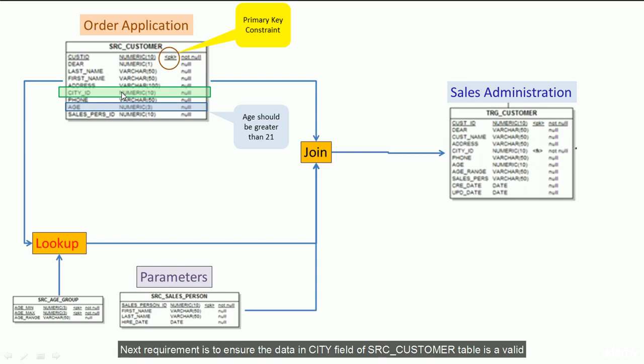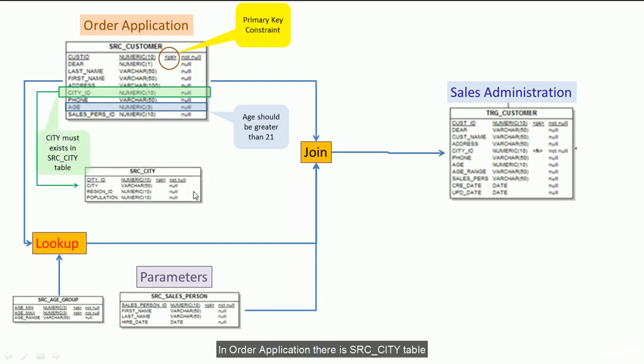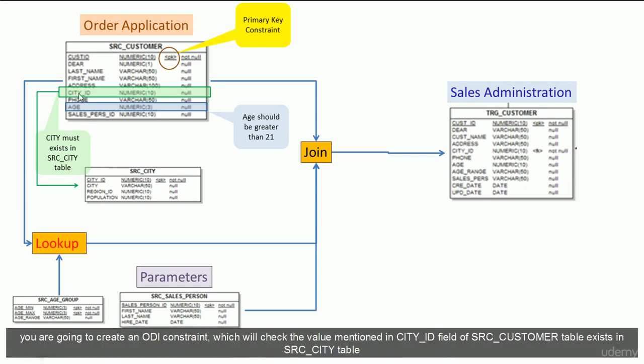Next requirement is to ensure that the data in the CT field of the SRC_customer table is valid. In the order application, there is a table SRC_CT. This table contains a list of all the cities. You are going to create an ODI constraint which will check that the value mentioned in the CTID field in the SRC_customer table exists in SRC_CT.